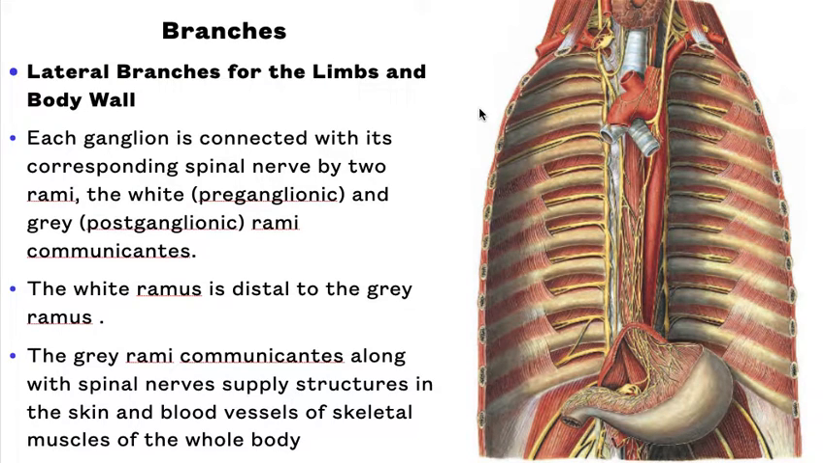The lateral branches for the limbs and the body wall. Each ganglion is connected to its corresponding spinal nerve by two rami, the white, that is the preganglionic, and the grey, that is the postganglionic rami communicantes. The white ramus is distal to the grey ramus. The grey rami communicate along the spinal nerves to supply structures in the skin and the blood vessels of the skeletal muscles of the whole body.